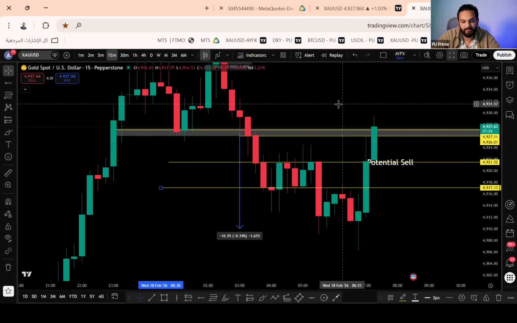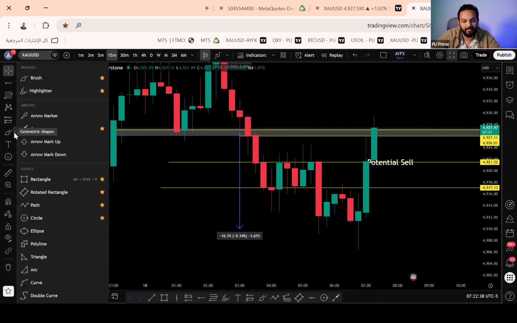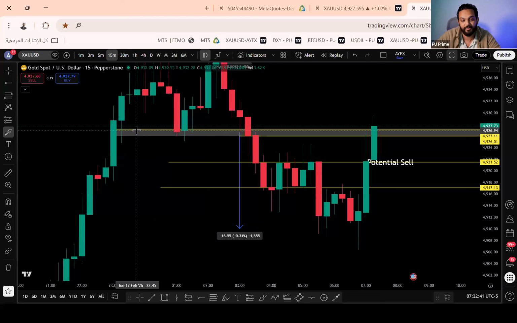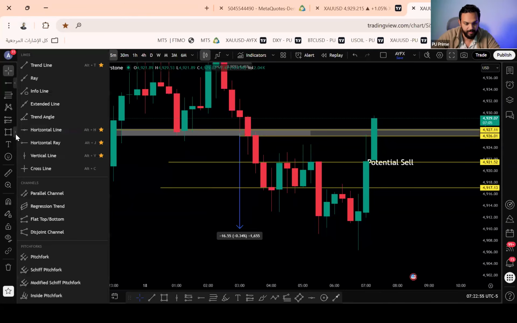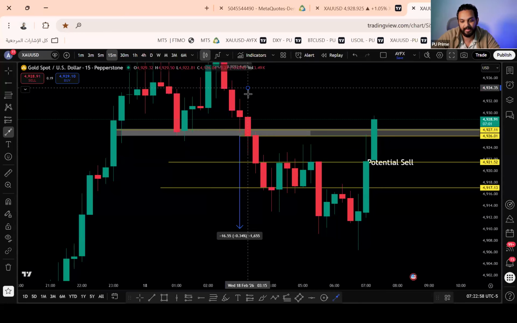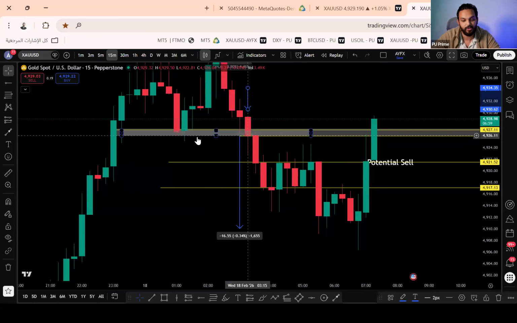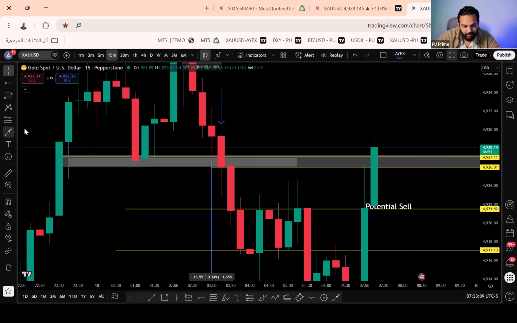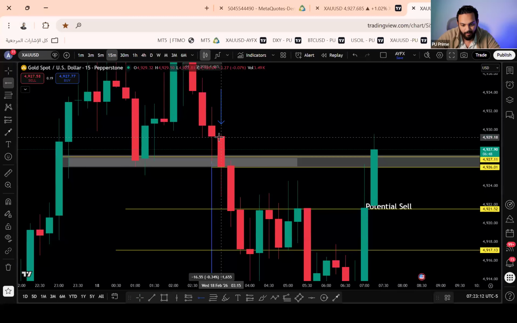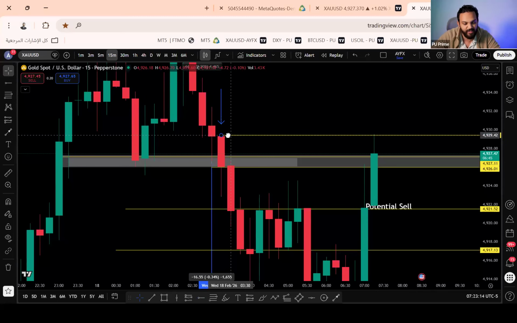But why did I enter this trade? Actually, I had two confirmations here. Number one, as you can see, there was a support level here, right? This support level has been broken by this candle. This is the first confirmation that sellers are now in control. Number two, the candle has opened without a wick on the top. As you can see, there is no wick, nothing on the top.